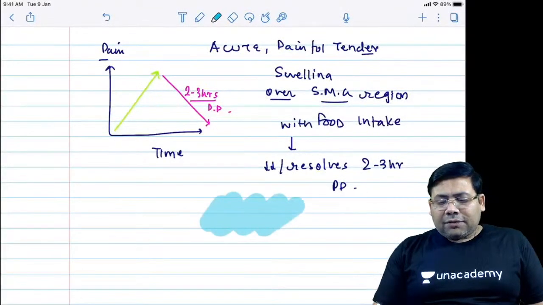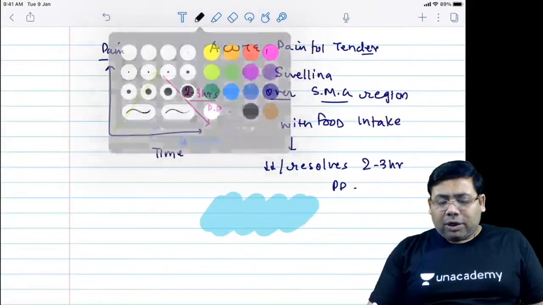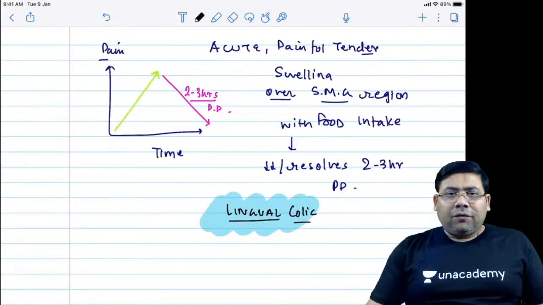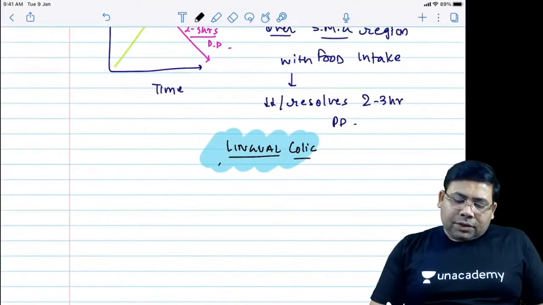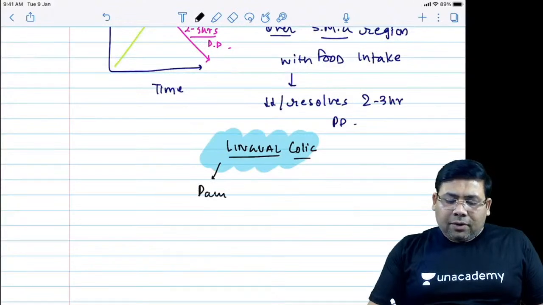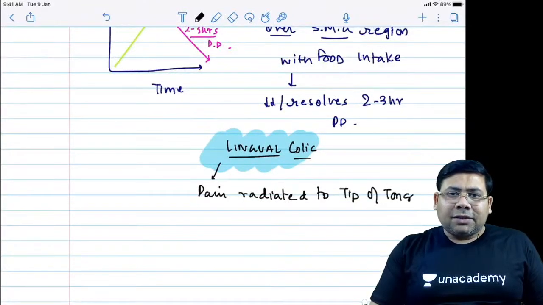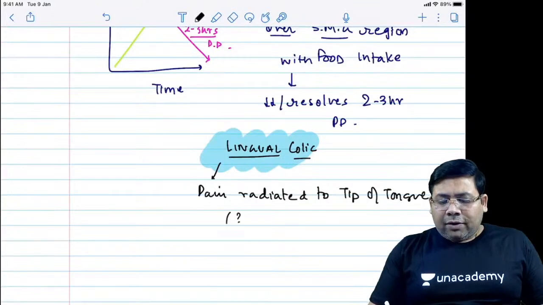One more thing, let us talk about lingual colic. When we are talking about lingual colic, this is the pain radiated to the tip of the tongue. And why is that? Because of the irritation of the nerve by the impacted stone.